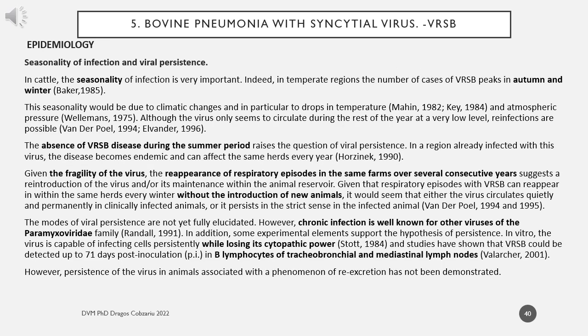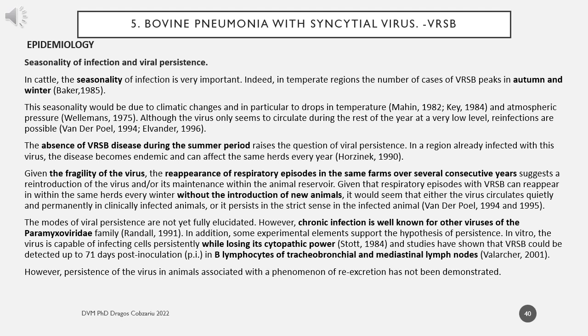Seasonality of infection and viral persistence. In cattle, the seasonality of infection is very important. Indeed, in temperate regions the number of cases of VRSB peaks in autumn and winter. This seasonality would be due to climatic changes and in particular to drops in temperature.